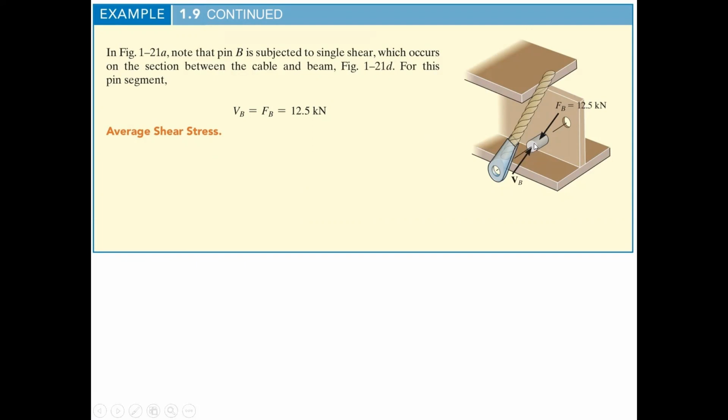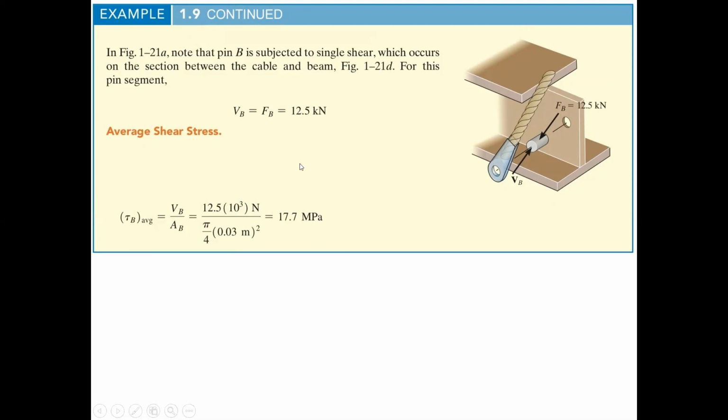Sometimes it's a good idea to really blow up that picture and really look at that. What is the shear that's happening on that bolt? And you realize it's a single shear situation. So now applying the V over A equation, we get the following calculation. Notice the diameter is different with that particular pin. It's 0.03 meters, and we get 17.7 megapascal for the shear stress in that pin.